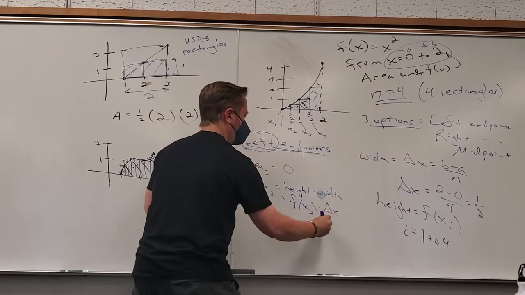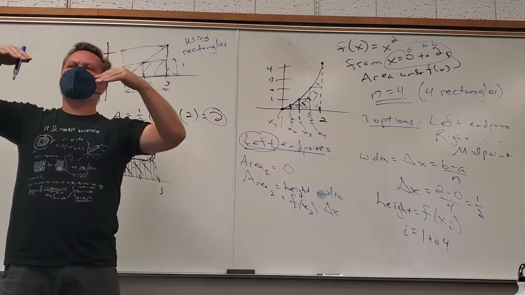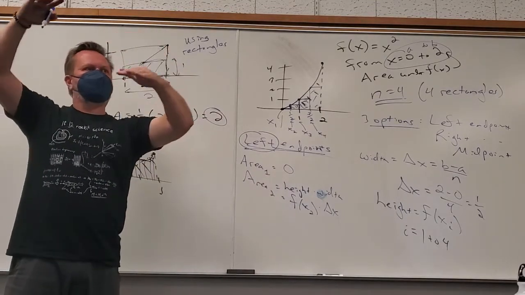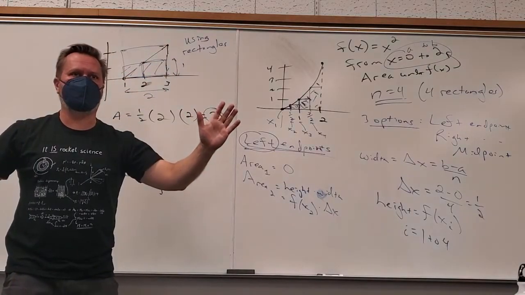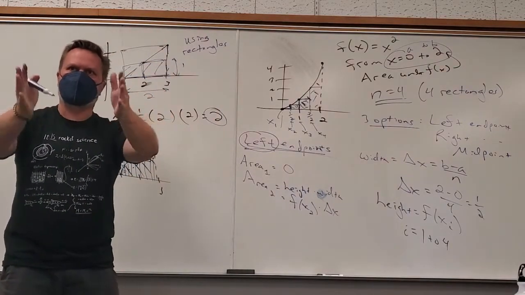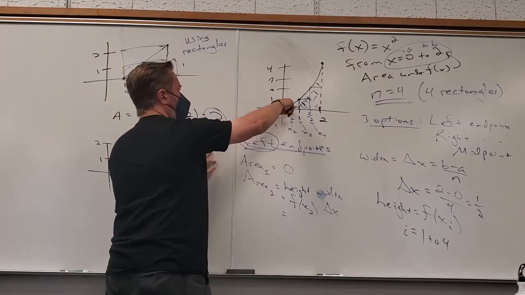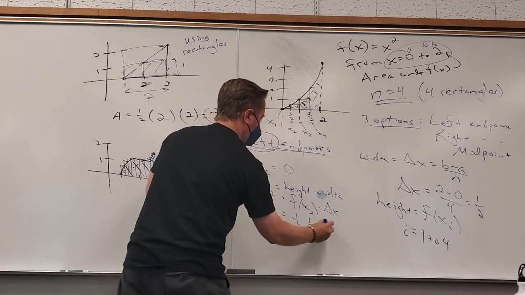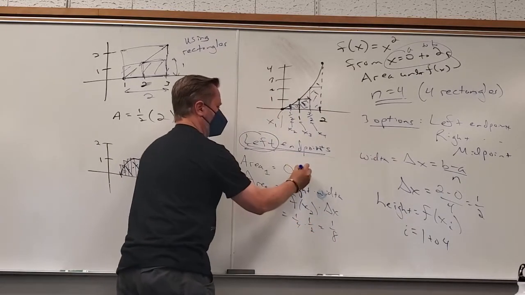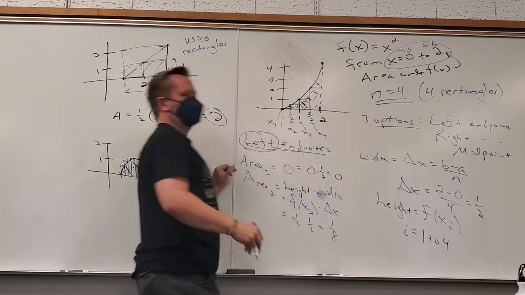Times the width. It's interesting trying to figure out how to teach this. I want to bring you a little formality in the middle, but all I'm doing is finding areas of rectangles, while trying to introduce some of the notation we're going to use. So what's the height? It's going to be 1/4 times the width of 1/2, 1/8. And here I can see the same thing. The height was 0 times the width is 0. Okay, right.